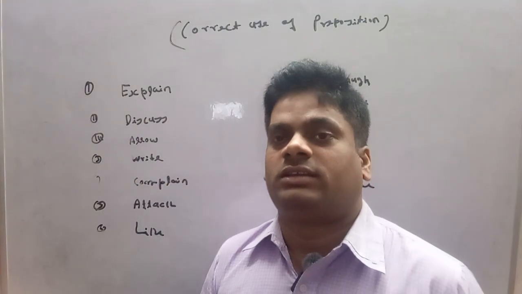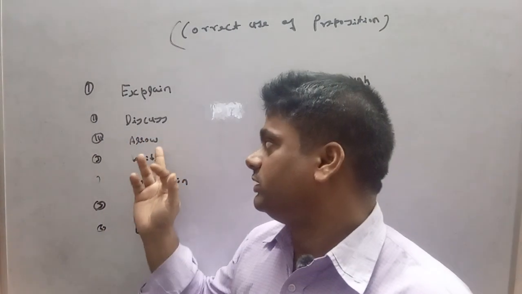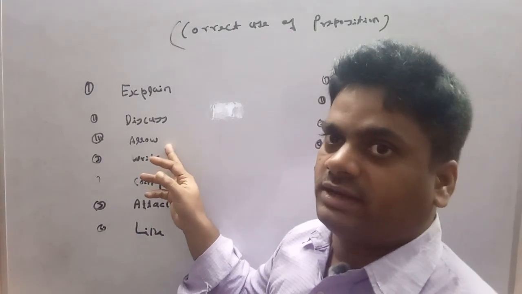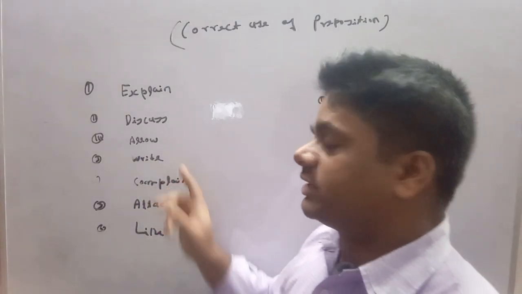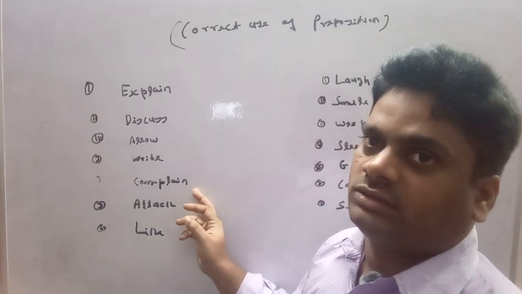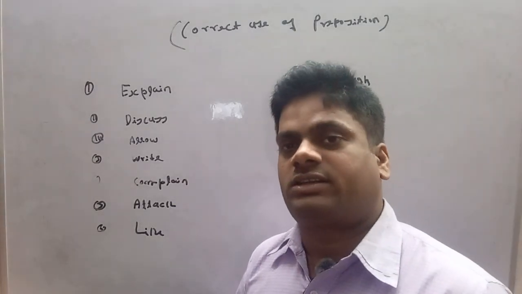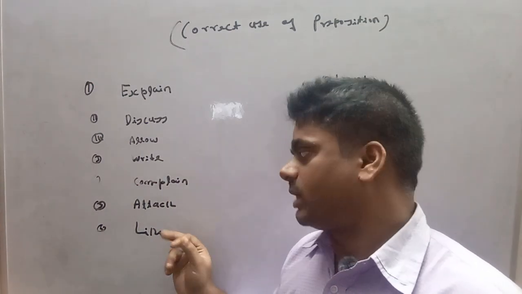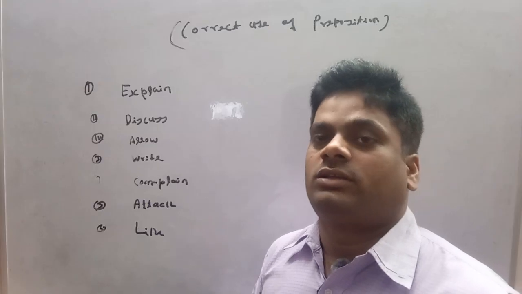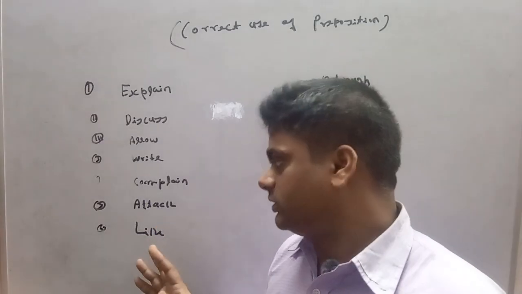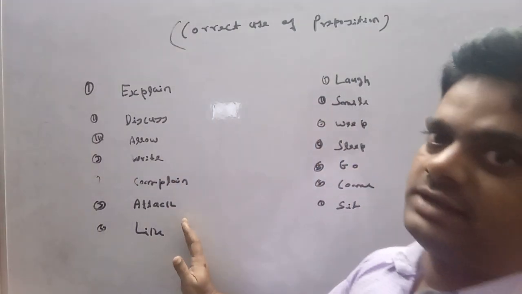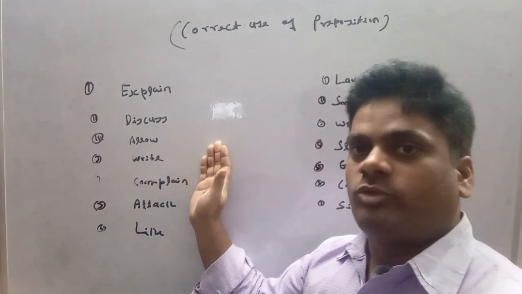Discuss, what discuss? It means it would require its object. Allow, what allow? Whom allow? It means it would require its object, not a preposition but an object. Write, what write? It would require an object. Complain is a transitive verb. It would require an object. Attack, on whom attack? Attack, where attack? It means it would require an object. Like, what like? It means all these are transitive verbs and all would require their objects.